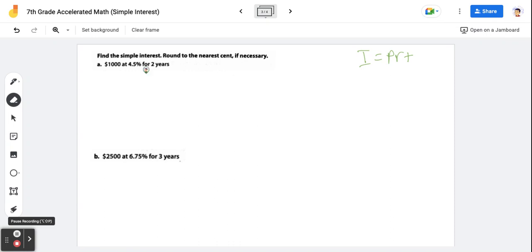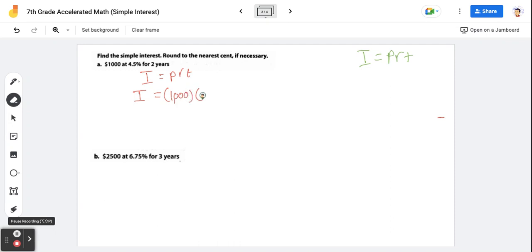So again, I'll jot it down here. I equals P, principal, times the rate, times the time. Let's jot down what we know. Do we know the interest? We don't, because we're being asked to find the interest. So I is going to stay as an I. Do we know the principal? Well, the principal is this first amount that they're giving us here, $1,000. So the principal is 1,000. So I'm going to put that in parentheses.